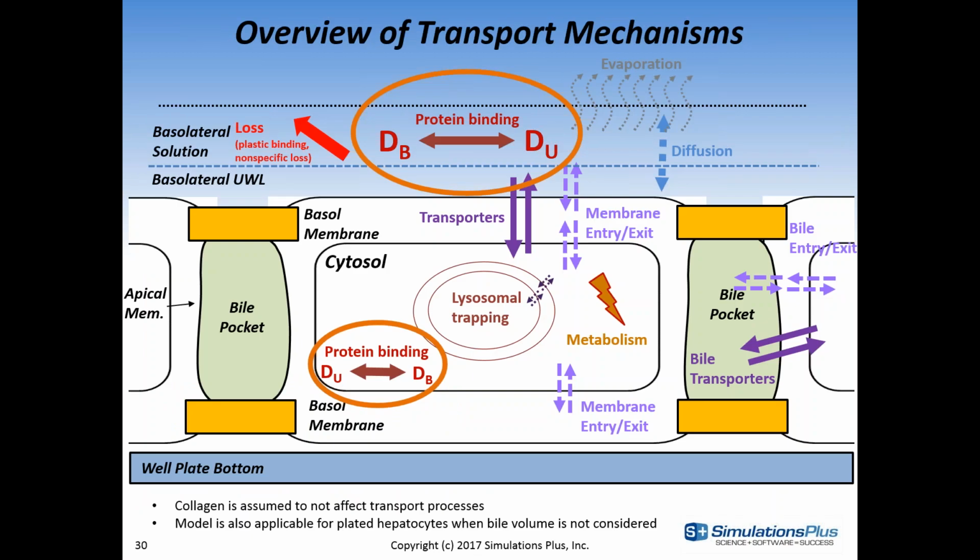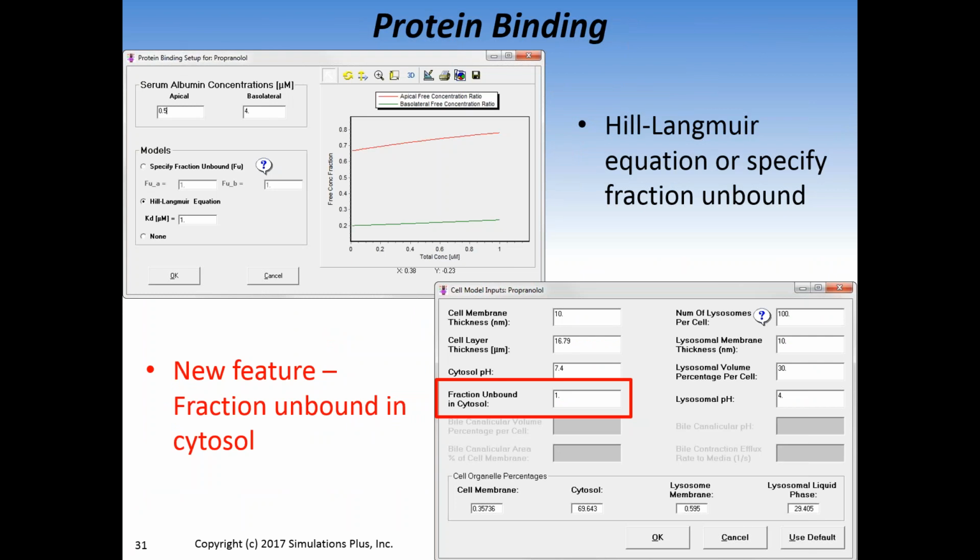Protein binding, we can use the Hill-Langmuir equation to define the protein binding, or just specify the fraction unbound. Many times you'll just have a measurement of the fraction unbound, and that's fine. You can enter that in. Again, fraction unbound in cytosol for protein binding in the cytosol, or any non-specific binding as well inside the cytosol.